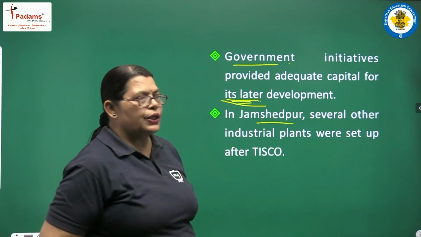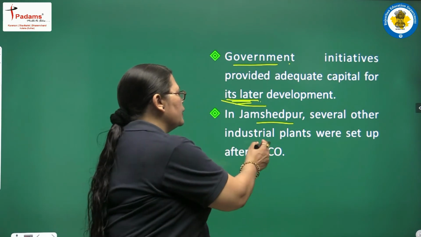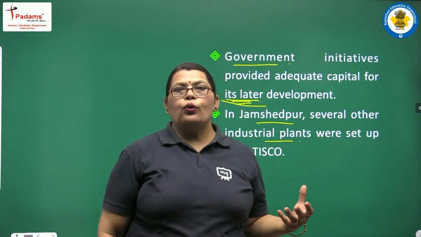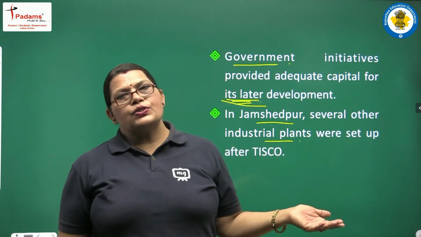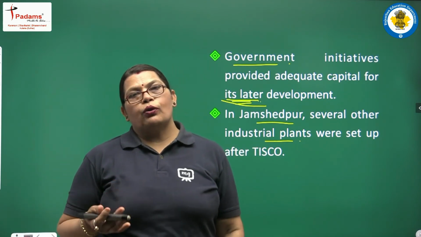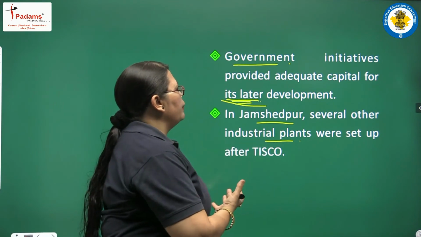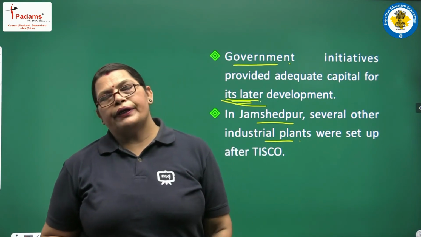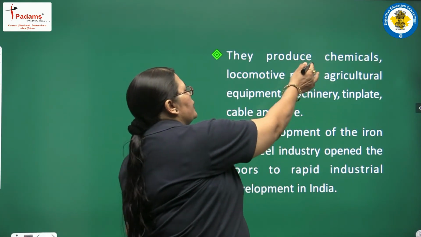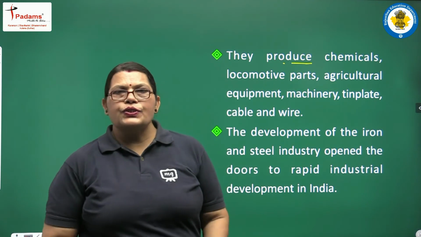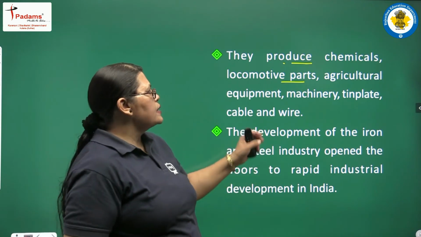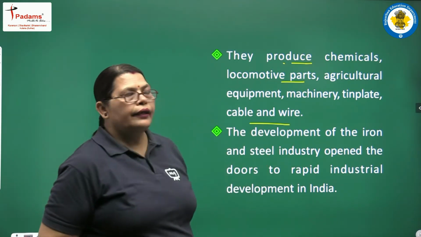In Jamshedpur, several other industrial plants were set up after TISCO. Not only TISCO is there; other industries were also set up by the government or with the help of the government, because the government took initiative and provided adequate capital for industrial purposes. See students, these industries produce chemicals, locomotive parts, agricultural equipment, machinery, tin plate, cables and wire.